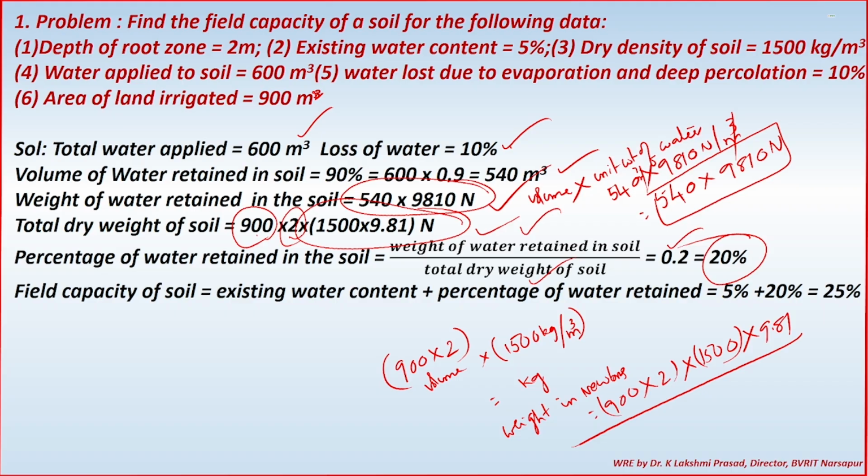Already how much is existing? 5%. And now added is how much? 20%. So what is the total field capacity actually? So this 5% plus 20%. So 25% is what we call the field capacity.